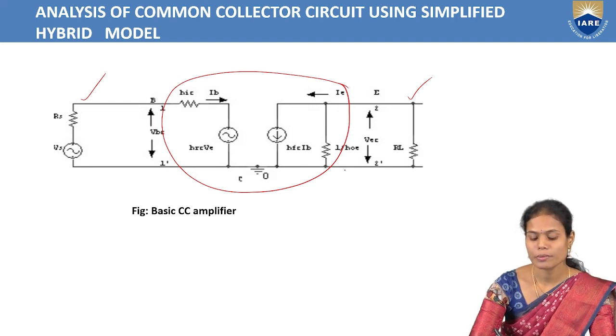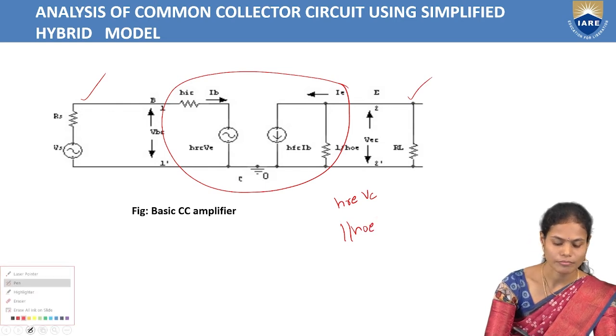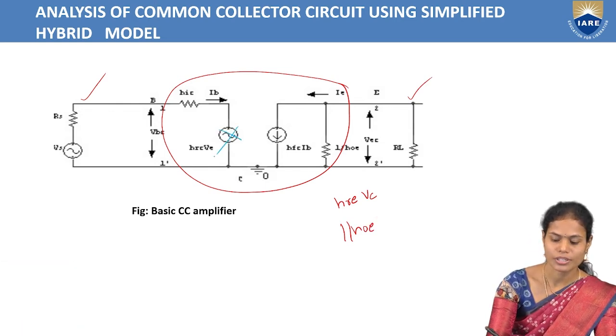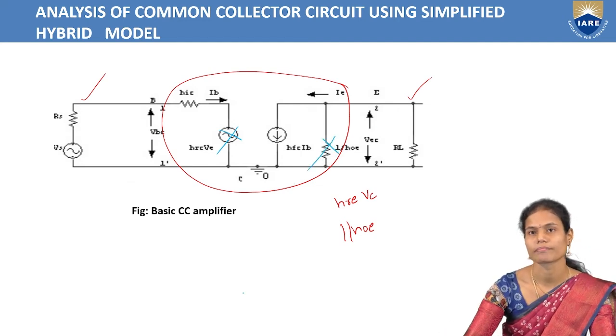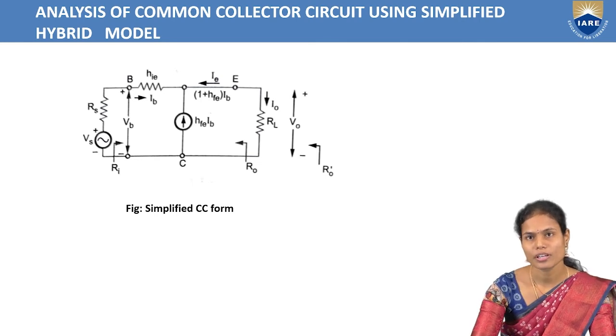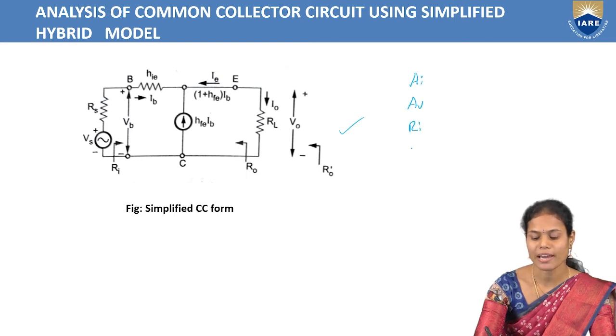So in the approximate model, we have to neglect the HRE VC as well as 1 by HOE terms. That is nothing but, we have to neglect this one as well as this one to get the approximate model. So this is the approximate model after removing the HRE source as well as the HOE resistance. So again, from this circuit, we need to find all the four parameters: current gain, voltage gain, input impedance as well as output impedance.